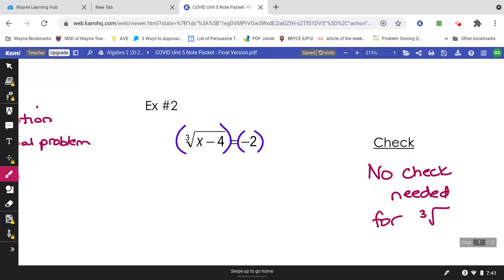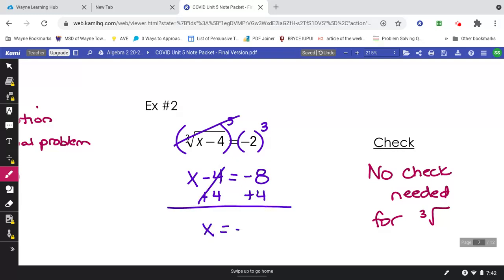This one is a cube root, which means in order to get rid of that cube root, I'm going to take it to the third power. I'm going to cube both sides. So whatever root you have, you match the exponent. Those cancel. And negative 2 to the third power means negative 2 times negative 2 times negative 2, which will give you negative 8. And then we add 4 to both sides. X equals negative 4. And again, because it's a third root, there is no check needed.